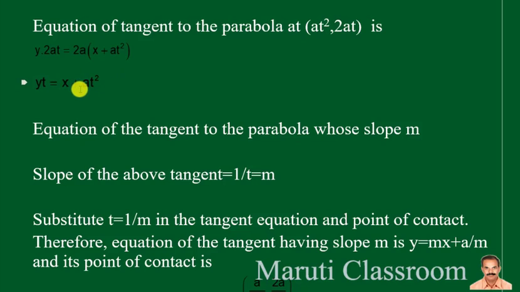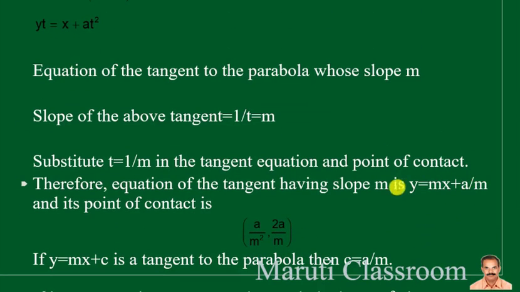Or we can do it in a different way also: bring yt to the right side, and the slope of the line is equal to minus of the x coefficient by the y coefficient. That is also one method to find the slope. Okay, so m equal to 1 by t. So t becomes 1 by m. In this equation, substitute t value 1 by m. Then this equation becomes y equal to mx plus a by m.